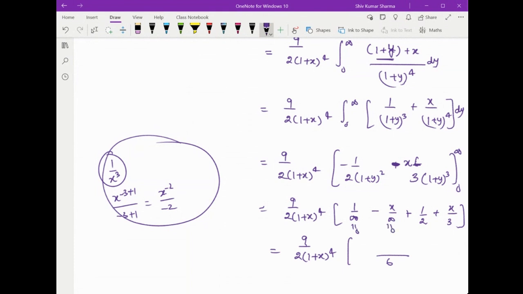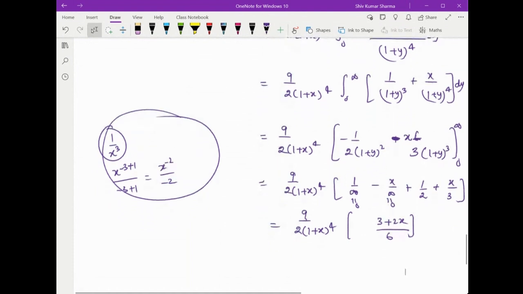So taking 6 as the LCM, 2 times 3 is 6, so 3 plus 2x upon 6. 3 times 3 is 9, 3 times 2 is 6. So this is 3 by 4, or (3 plus 2x) upon (1 plus x) raised to the power 4. So this is the marginal distribution of x.